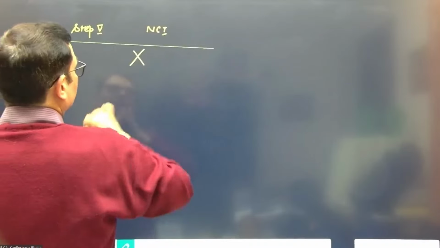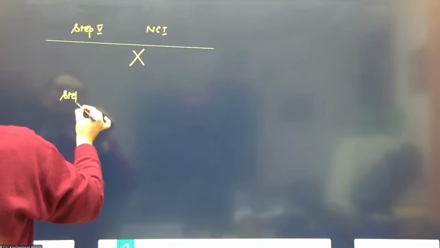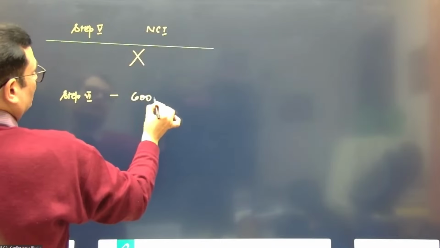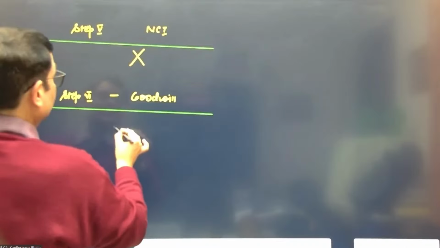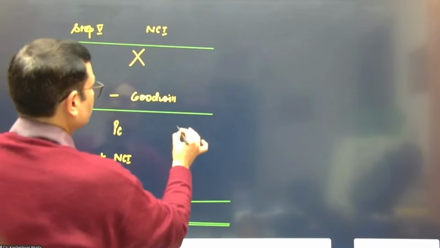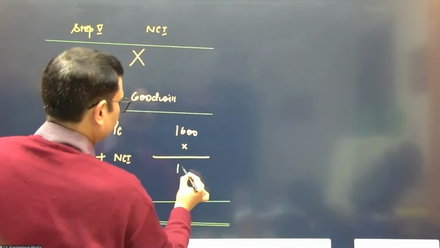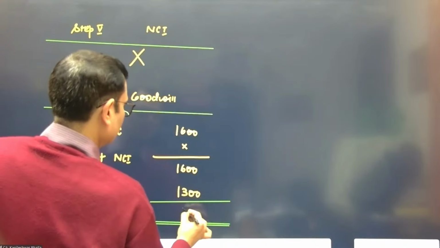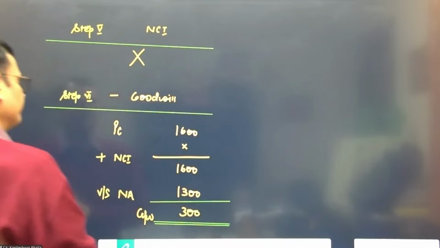Step number 5 is on the NCI, but I don't think there is any NCI, right? We acquired the entire company, so there is no NCI. Then we go to step number 6, which is on the calculation of goodwill, which is pretty simple and straight. So we take the purchase consideration 1600, there is no NCI, versus the net assets, which I think was 1300. So we're getting a goodwill of 300.